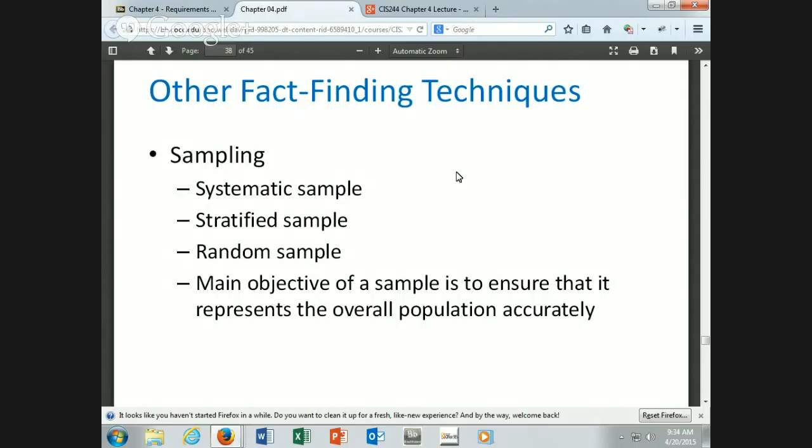The other thing is to do a surprise inspection, and is there negativity to that? Yeah. It's all a balancing act. So sampling: systematic sampling, stratified, random sampling, all different types of sampling. You'll need to know these for the questions of the homework.